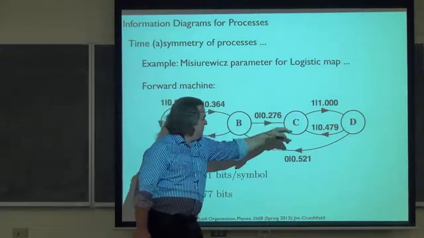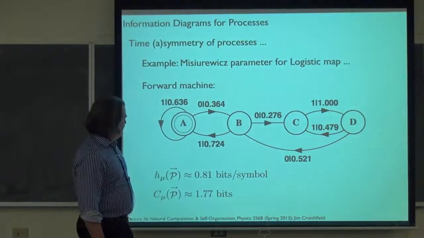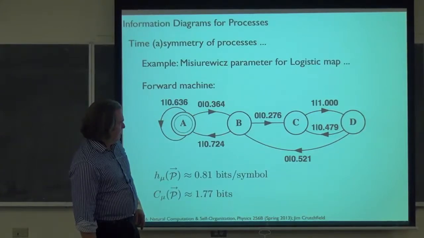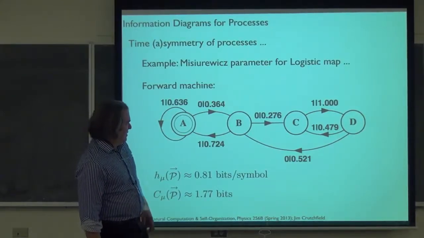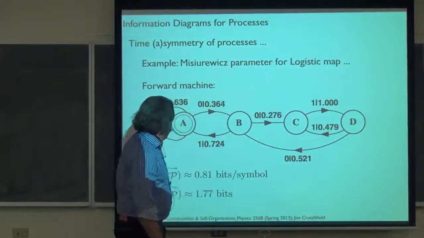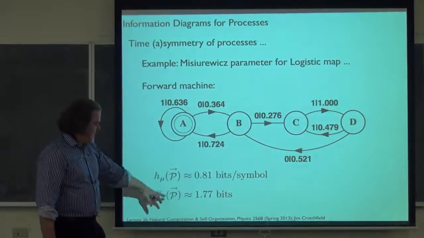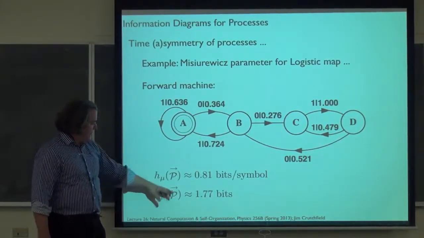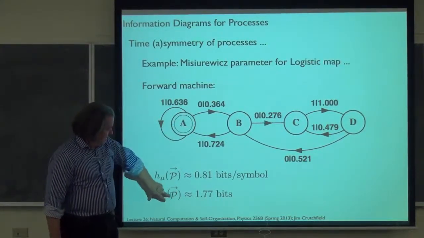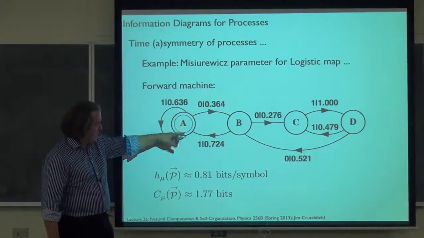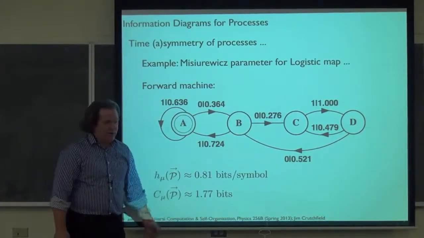Four states. Start state is recurrent. There's one transition here with unit probability. Go through and of course calculate the forward entropy rate, so about 0.8 bits per symbol, and you can calculate the statistical complexity by calculating the left eigenvector of the transition matrix to get the asymptotic state probabilities, P log P that, and it's about 1.8 bits.